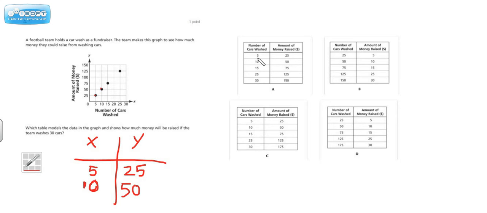All right, now if we look at this one, that one does have as an x the 5 and as a y it has the 25. If we look at the next one, it does have the 10 and the 50. So this one's a contender. This one would not be because, look, it's reversed. This is talking about cars washed as being 25, and if we look at cars washed as being 25, that would mean 125 instead of 5 for the y value.